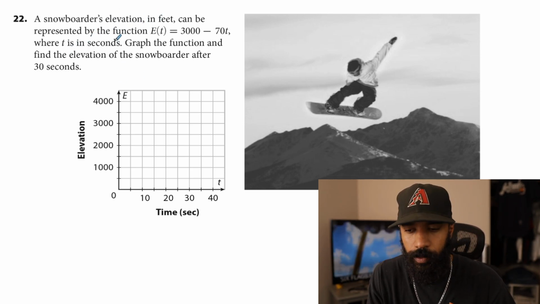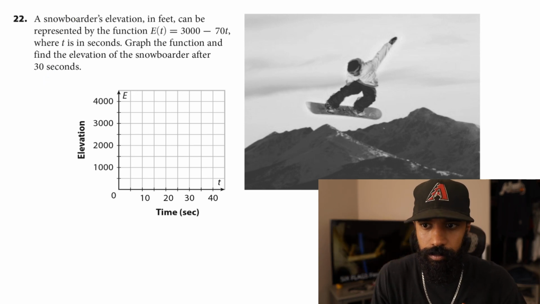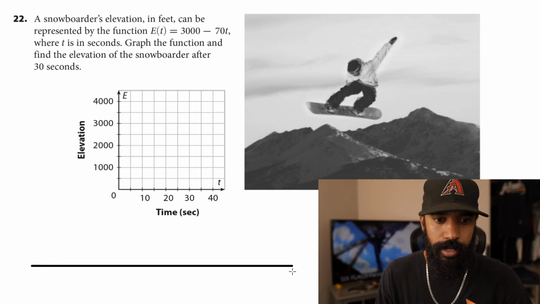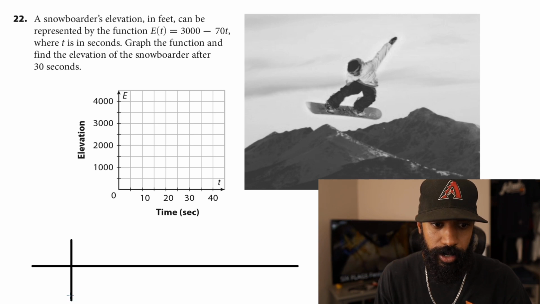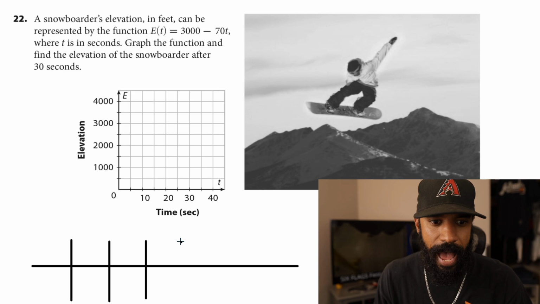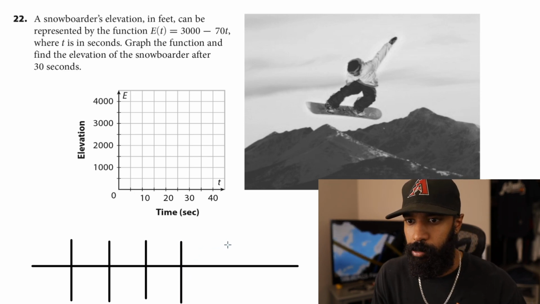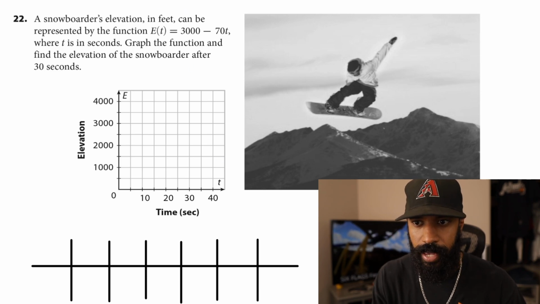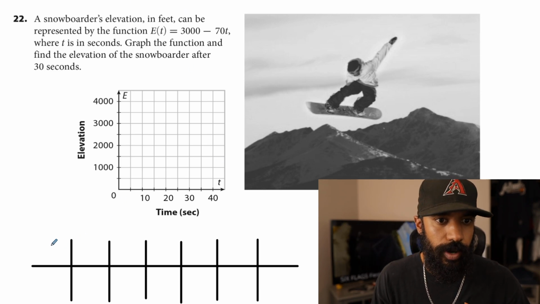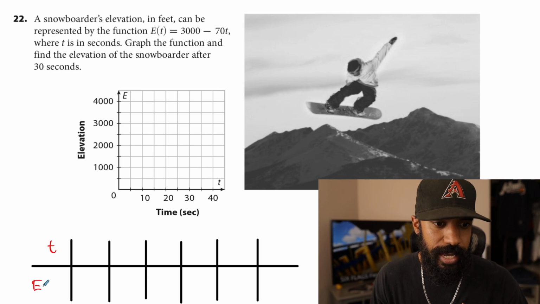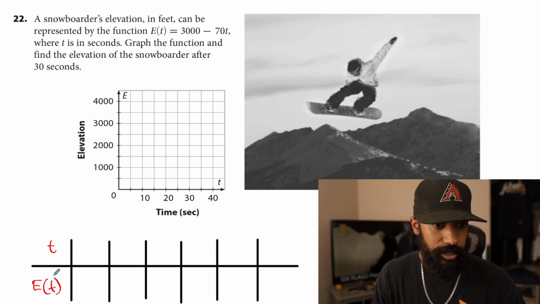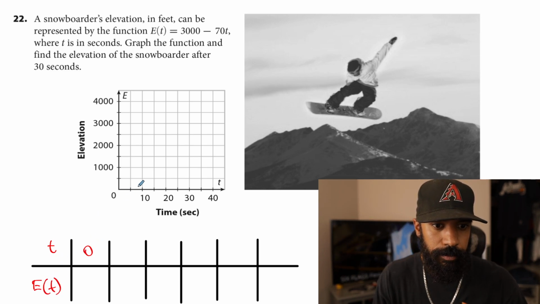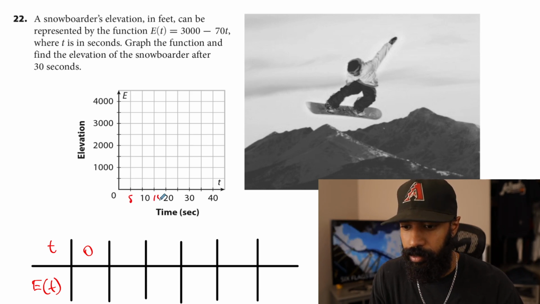T is in seconds, so we'll do a horizontal table this time. At 0 seconds in, the snowboarder is at the elevation 3,000 feet. That's the whole ordeal here. So after 0 seconds, it hasn't changed elevation just yet. So this is t and e of t, x and y. I substitute 0. Looks like these go up by 5s.